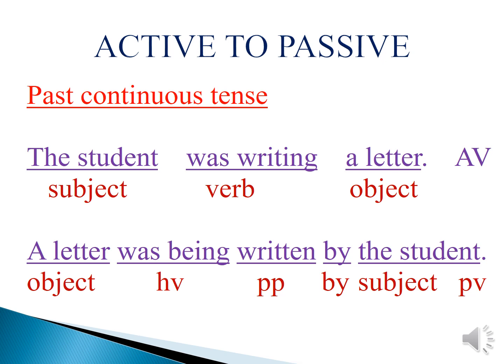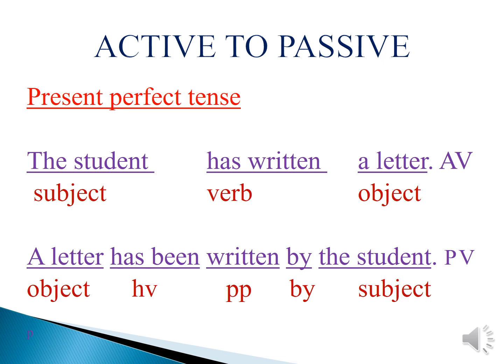The student was writing a letter. Past continuous tense, we use was writing or were writing. The student is singular, so we use was. If the subject is plural, then we use were writing. A letter is also singular, so we use was here. If letters comes, we use were. Was being written by the student.